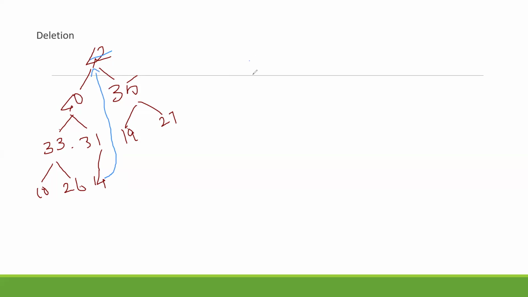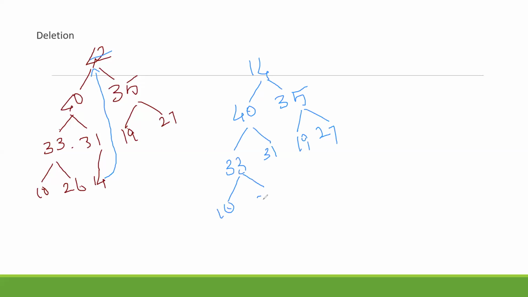Now what happened? I got 14. So next one 40, 35. I have deleted just 42. Okay, now 33, 31 I got, and 19, and 27. Yes, next one 10, and 26. That's all. The 14 has just been taken and returned as the root value.